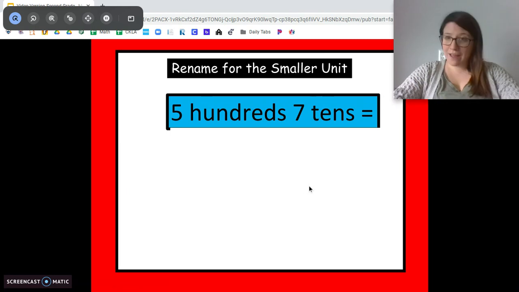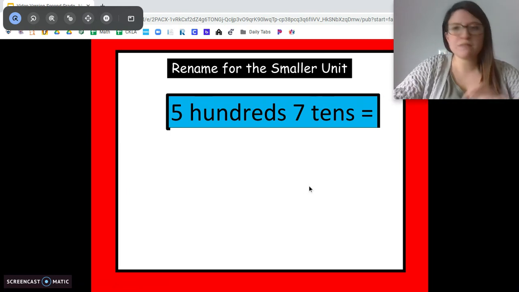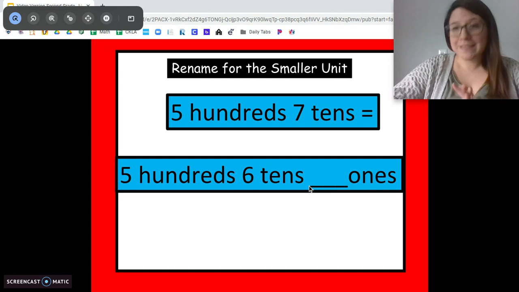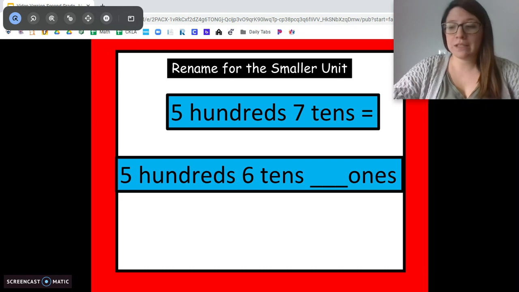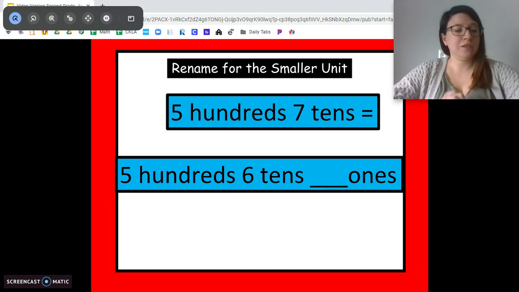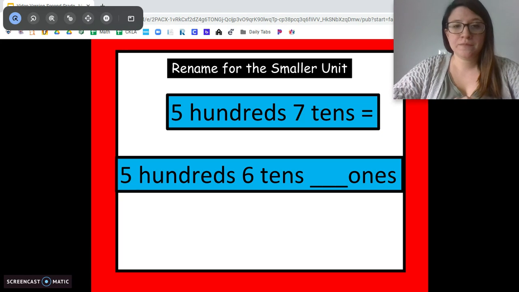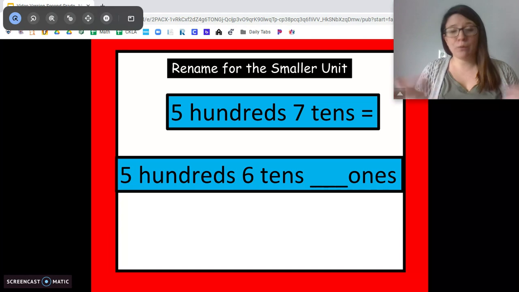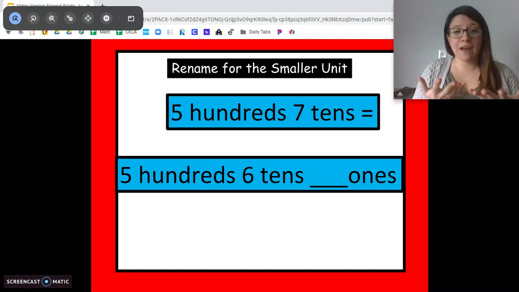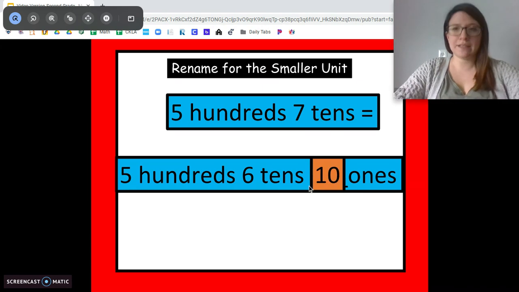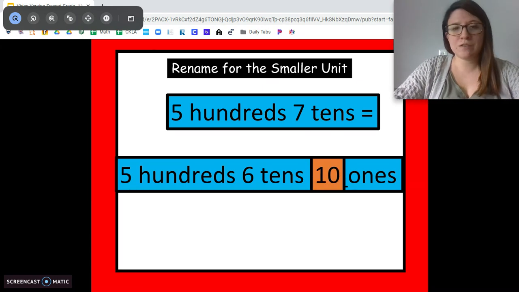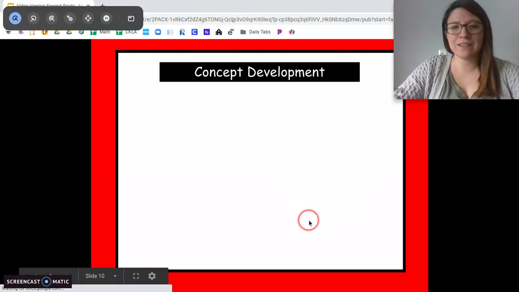Awesome job. Now I have 500's 7 tens. That's a lot of tens. I'm giving you 500's 6 tens. How many more ones do I need to make these two sides of the equation equal? Good. I need technically one more 10. I'm at 570. I'm at 560. I need to get to 570. I'm going to add 10 more ones. Gets us to 507 tens.